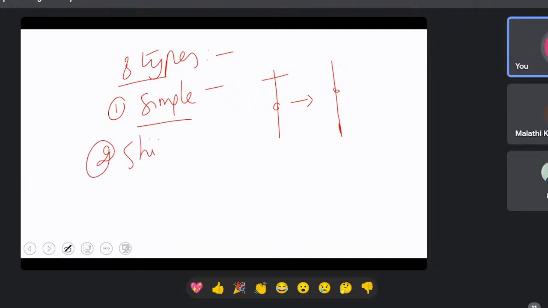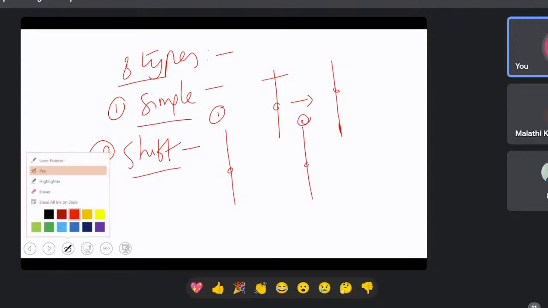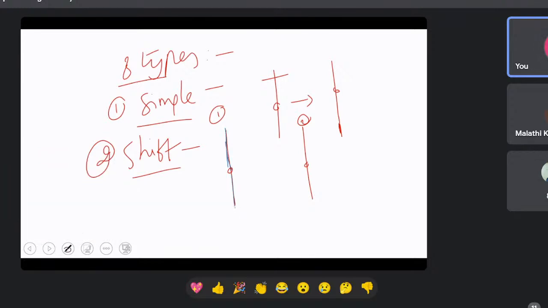రెండవది ఏంటి, షిఫ్ట్ ట్రాన్స్లోకేషన్. Shift translocation. Here, the broken segment of one chromosome gets interstitially inserted into another chromosome. So this is first chromosome, this is second chromosome. Okay, so this chromosome, the first chromosome, a part is broken. So this one is said to be broken. So this broken segment gets attached to the middle of another non-homologous chromosome. Then it is called as shift translocation.